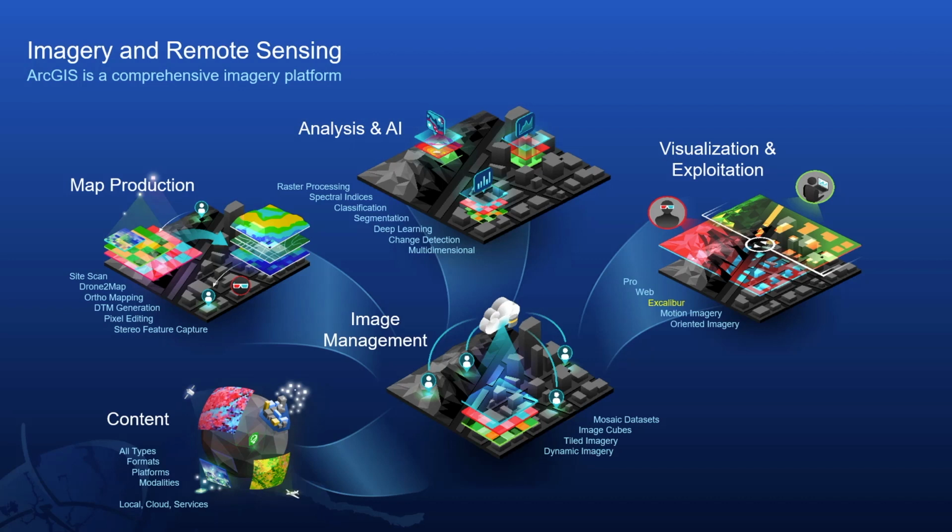The map production capability focuses on tools to generate derived products from imagery such as orthophotos, digital terrain models, or 3D mesh. The analysis and AI capabilities provide the tools to extract information from imagery such as change detection, machine, and deep learning. And finally, our presentation is focused on visualization exploitation, which provides a wide range of tools to enable human interpretation of imagery, resulting in the creation of information products.